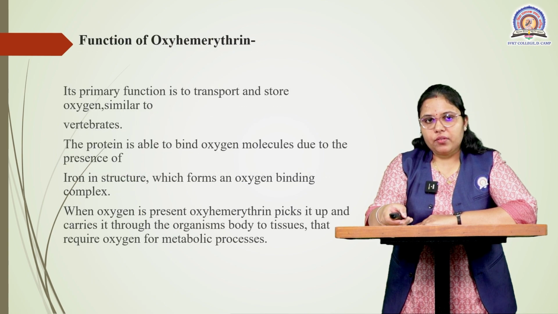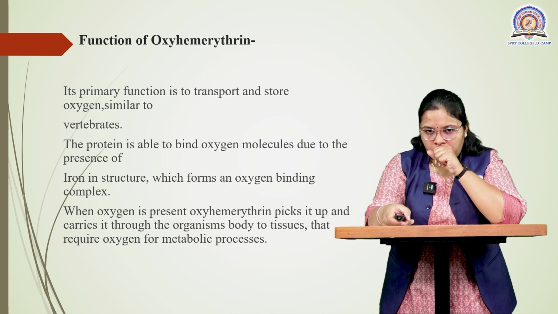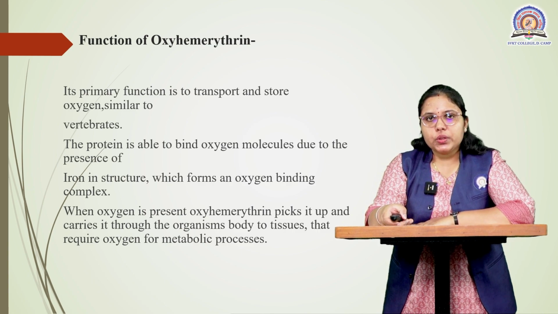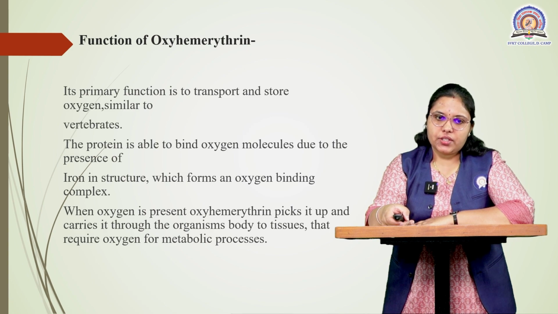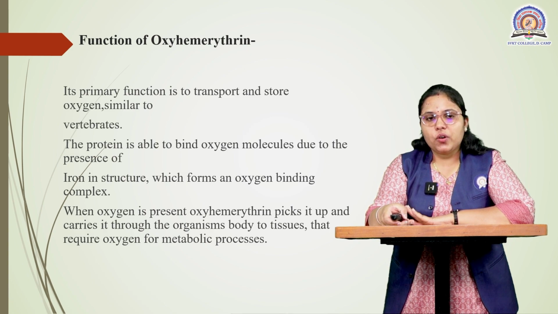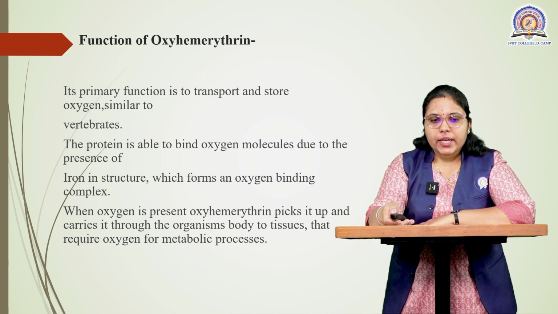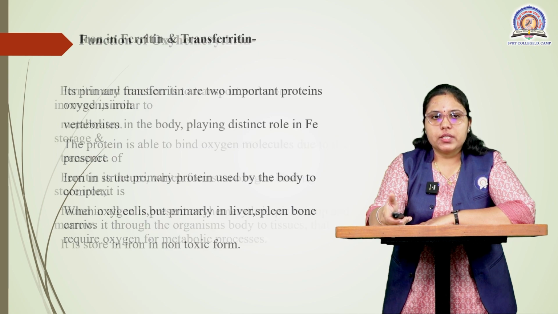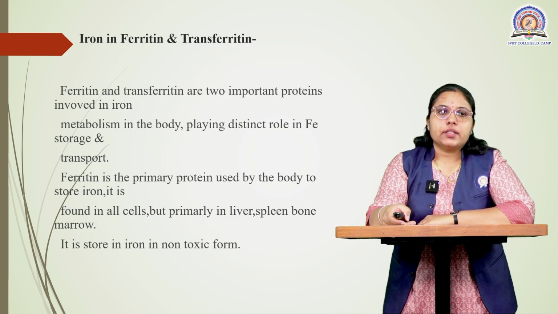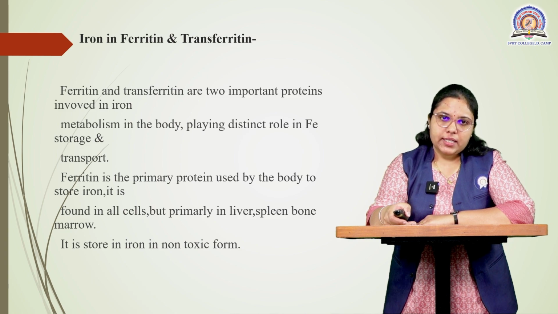Function of oxyhemerythrin. Its primary function is to transport and store oxygen. Similar to vertebrates, the protein is able to bind oxygen molecules due to the presence of iron in its structure, which forms an oxygen binding complex. When oxygen is present, oxyhemerythrin picks it up and carries it through the organism's body to tissues that require oxygen for metabolic processes. Then we consider the iron in ferritin and transferrin.